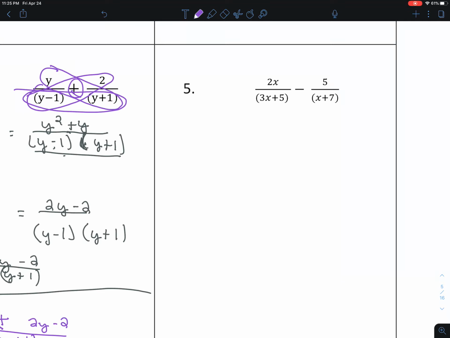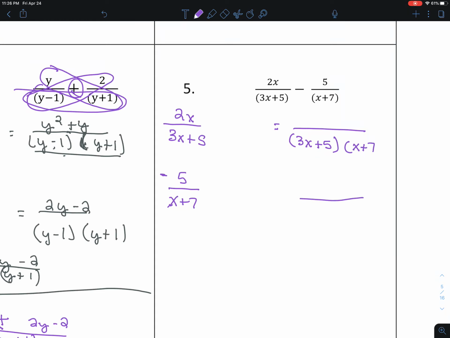Again, I'm going to do both of these. I'm going to do them both two ways. So I have 2x over 3x plus 5, and I have 5 over x plus 7, and I'm subtracting. So again, because I can't factor either of these, the least common denominator is just going to be the multiplication of the two. Then what am I multiplying by x plus 7 to get 3x plus 5 times x plus 7? I'm multiplying by 3x plus 5.